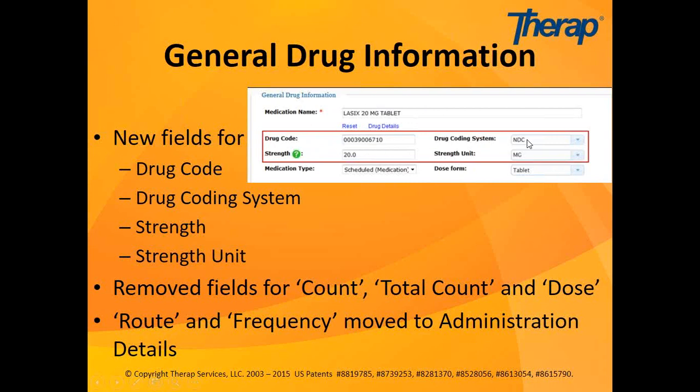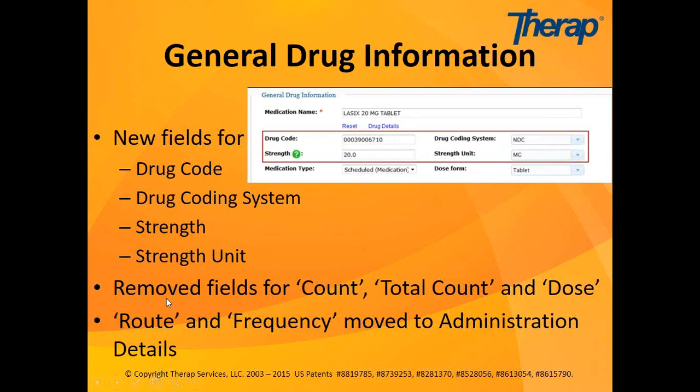And then your drug coding system, your NDC number, your UPC number, whatever you're using to give a number for that particular drug, you can go ahead and use that. That information would come directly from the pharmacy if you are interfaced. And then you have the regular information like the medication type and the dosage form, whether it's a tablet or a suppository or caplet or whatever.